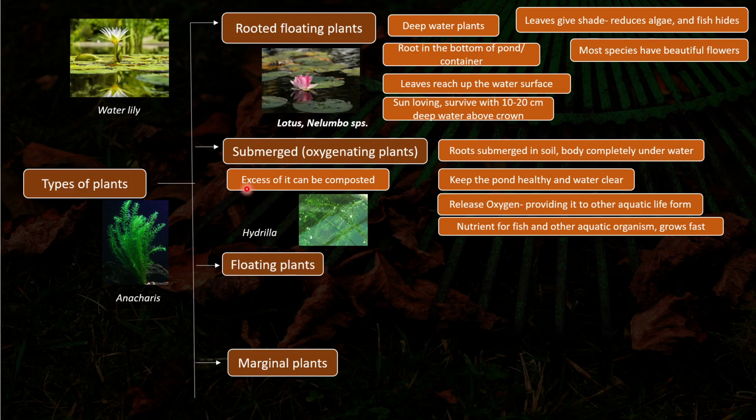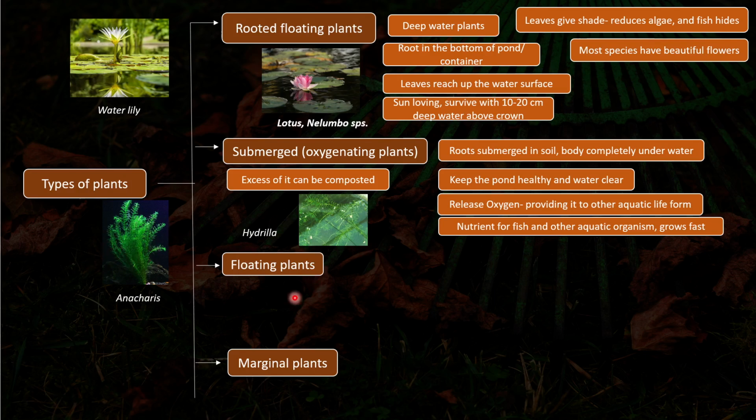Now this is also a very fast growing plant. So if you find that this plant is growing very fast, you can cut some part of these leaves, and these leaves can also be used for composting, right? Because it will grow very fast, so if you cut some, that will not be a matter of concern. Now this plant is also a nutrient for fish and other aquatic organisms, right? So other organisms use these plants as nutrient also, they eat these plants, so in that way they remain in control also.